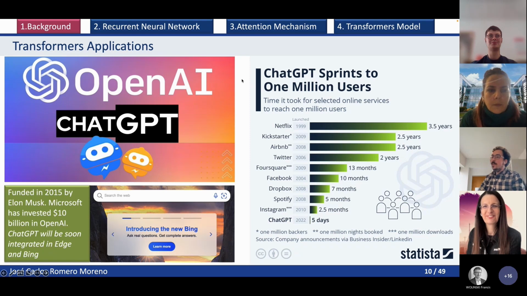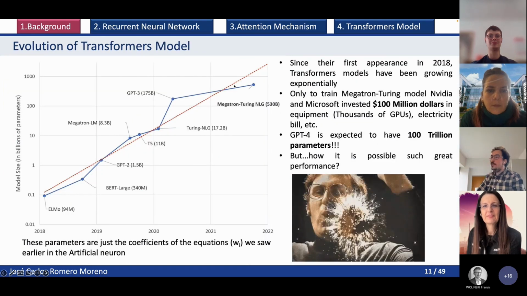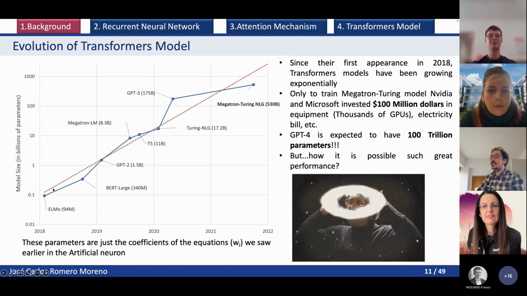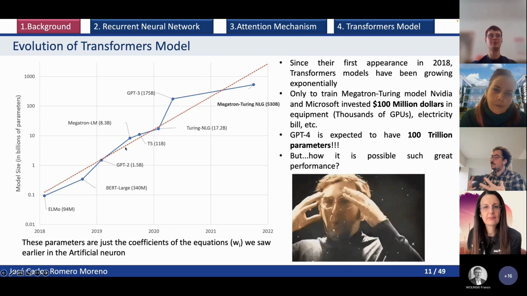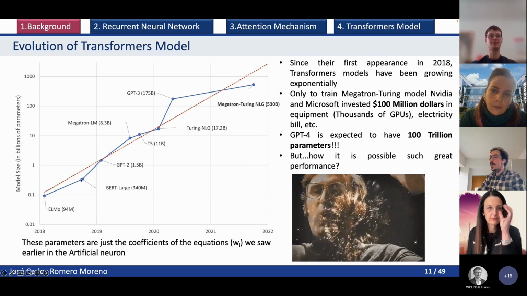I don't know. Okay, so basically here you have a summary of the increase in dimension of the transformer models since their release.